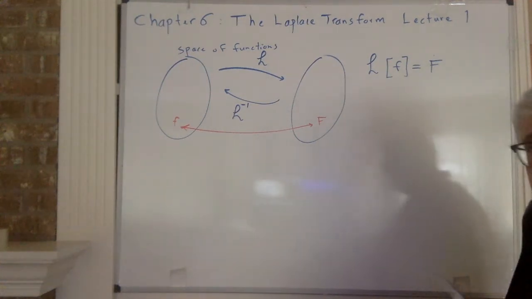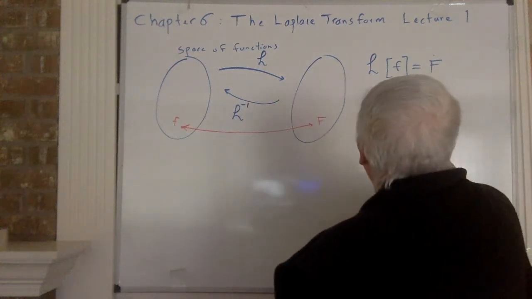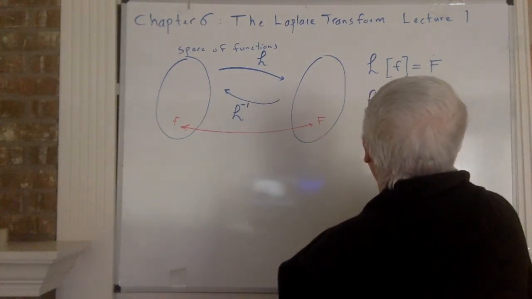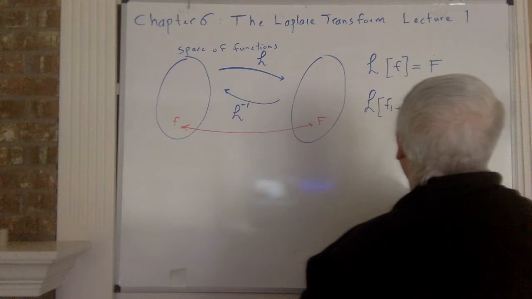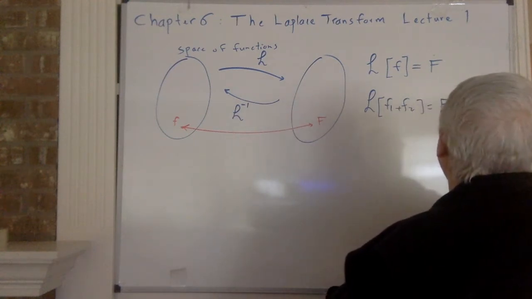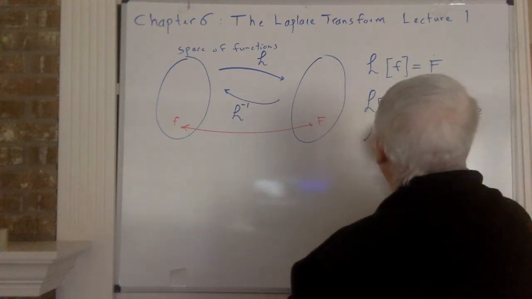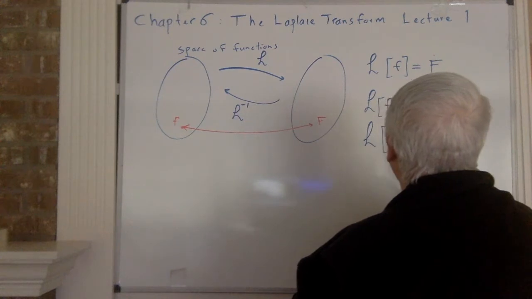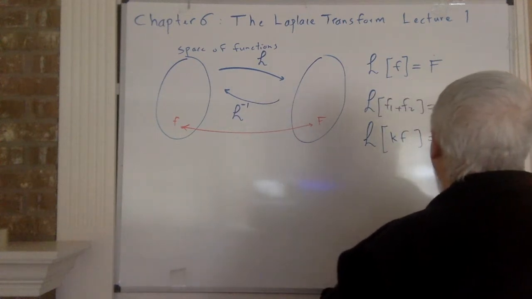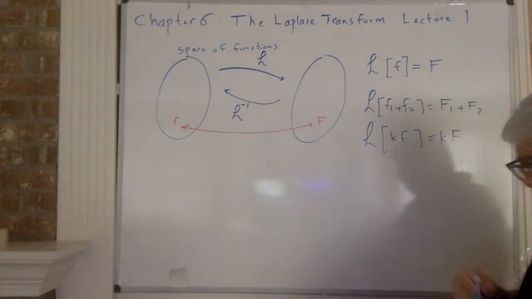And it's linear. So L of f1 plus f2 will be F1 plus F2. And L of some constant times f will be k times F. So it's linear.